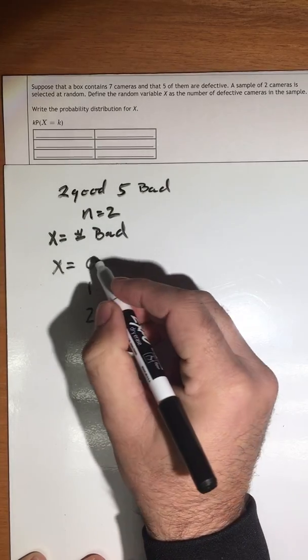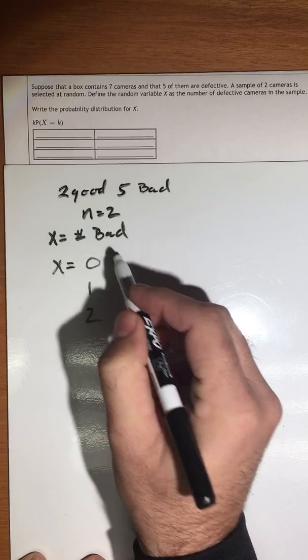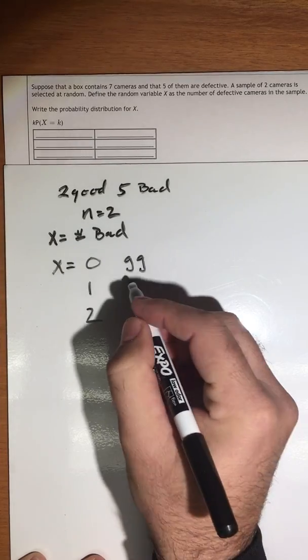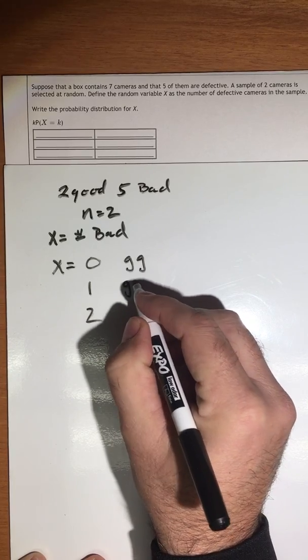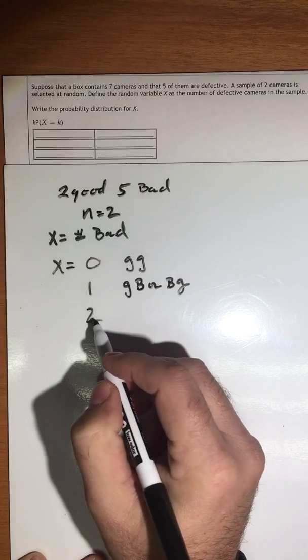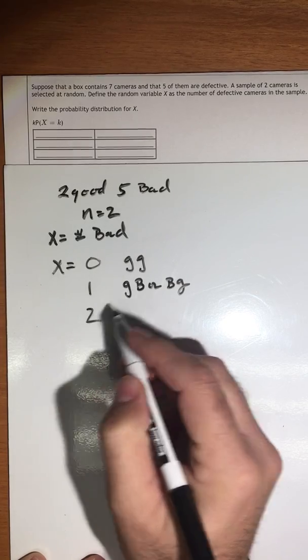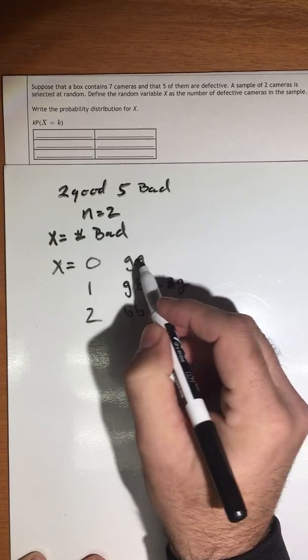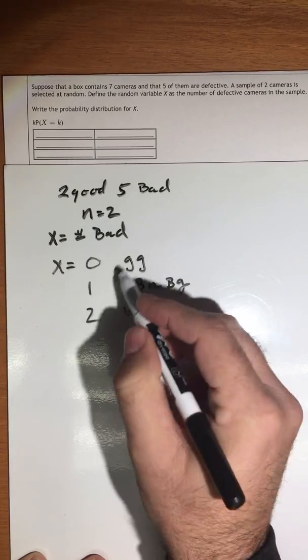So what could this look like? If I've got no bad cameras, then that means I've got 2 good cameras. If I've got 1 bad camera, then that means I might have a good and then a bad, or I might have a bad and then a good. And then if I've got 2 bad cameras, then the only way that can happen is if it's bad and then bad. All right. So this is the sample space.